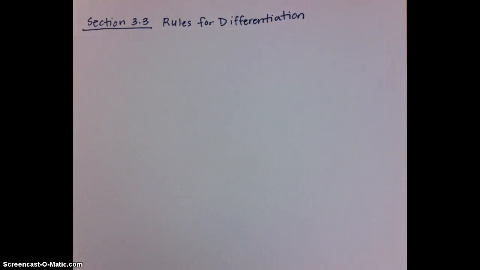This video is going to review some basic rules for differentiation from section 3.3. So in section 3.1 we introduced the derivative as a definition involving the limits, and here we're going to learn some of the shortcuts that allow us to find derivatives quickly and easily rather than going through the long definition. So let's start off with a couple of those rules, and I'll write them out in general and then I'll give you some examples.